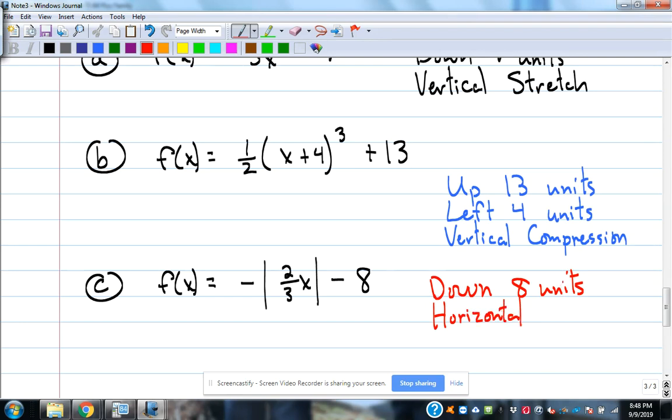Is it a stretch or compression? Stretch, because it's a small number. Good job. And then the negative on the outside. That's a reflection across the x-axis. Negative on the outside is going to be across the x-axis. That negative inside with the 2/3 would be across the y-axis. Okay. So being able to look at a problem and recognize the transformations that happened. Okay. All right.